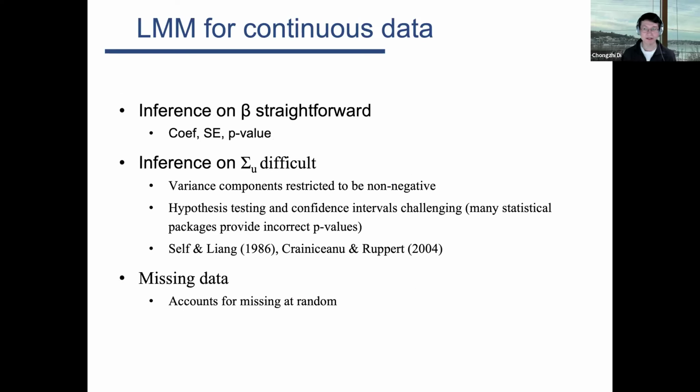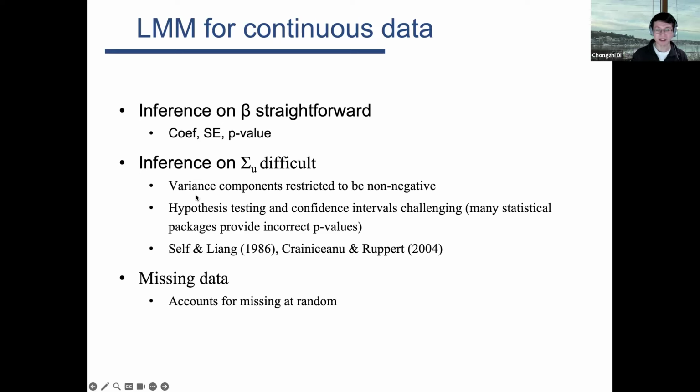Now in terms of inference, by inference I really mean confidence intervals, hypothesis testing and p-values. I just wanted to point out one thing: for the regression coefficient beta, it is pretty straightforward. Most packages give you standard errors and p-values. You can trust them, no problem. But for the covariance matrix of the random effects, it is actually a difficult statistical problem, because the standard statistical theory does not apply in these cases.